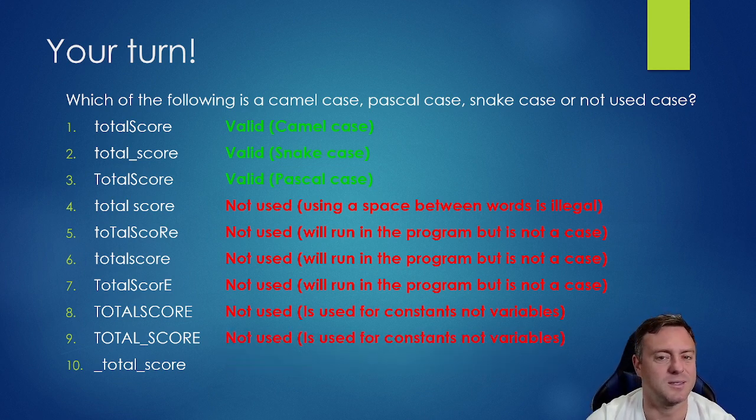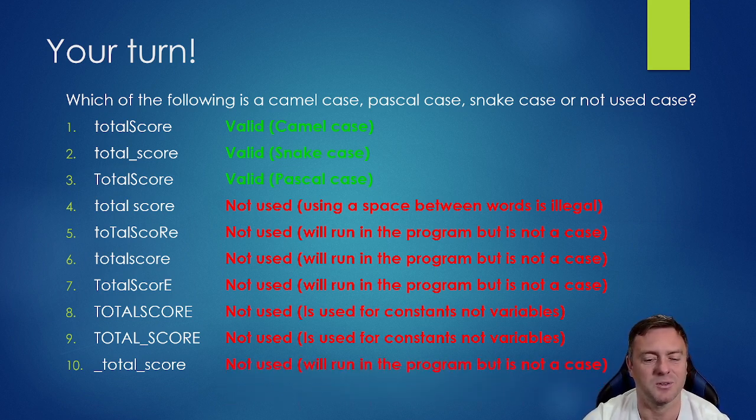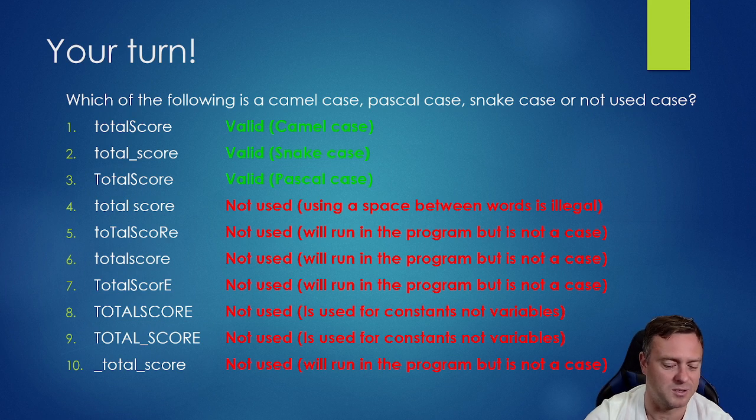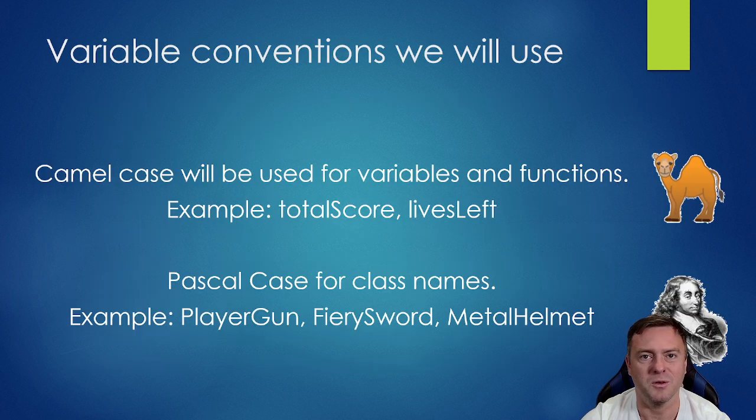Same with this one. That's the same as capitalizing it. So it's a constant, but it's using sort of a snake case hybrid. And then this one's not used as well. We would call this a system variable. Basically, because it's got an underscore at the front, it means that it's somewhat important for the whole program.